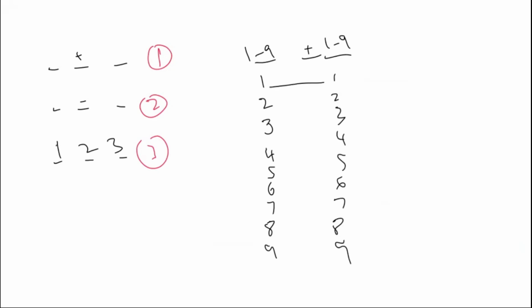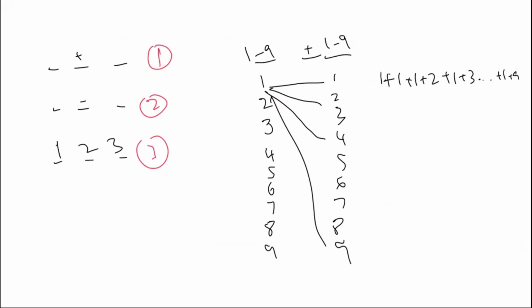Now, when I add them, I'll be adding every possible combination of 1 with each of these, and I'll be adding those numbers together. So 1 plus 1, plus 1 plus 2, plus 1 plus 3, all the way to 1 plus 9. Now I'll have 9 ones, so 9 times 1, plus I'll have 1 through 1 plus all the numbers till 9. To calculate this, we're going to use our triangular numbers formula.